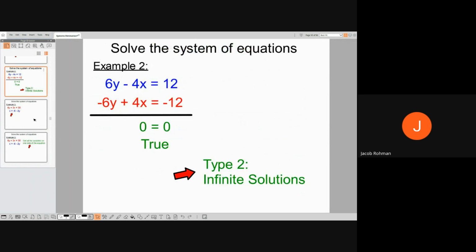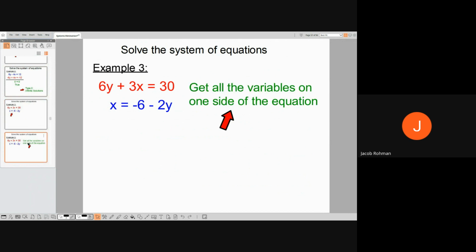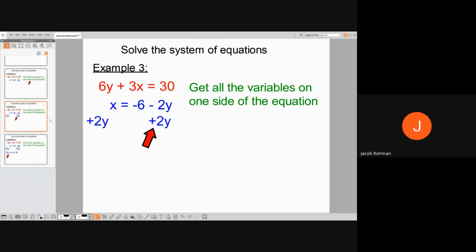Okay, so now let's look at a third example. So here we have a third example. And again, we notice that the x's and the y's aren't lined up. And they're not even on the same side of the equation even. So what we have to do is we have to get all the variables on one side of the equations to start with. And to do that, we're just going to go ahead and add the 2x over. And then that's going to give me 2y plus x equals -6.